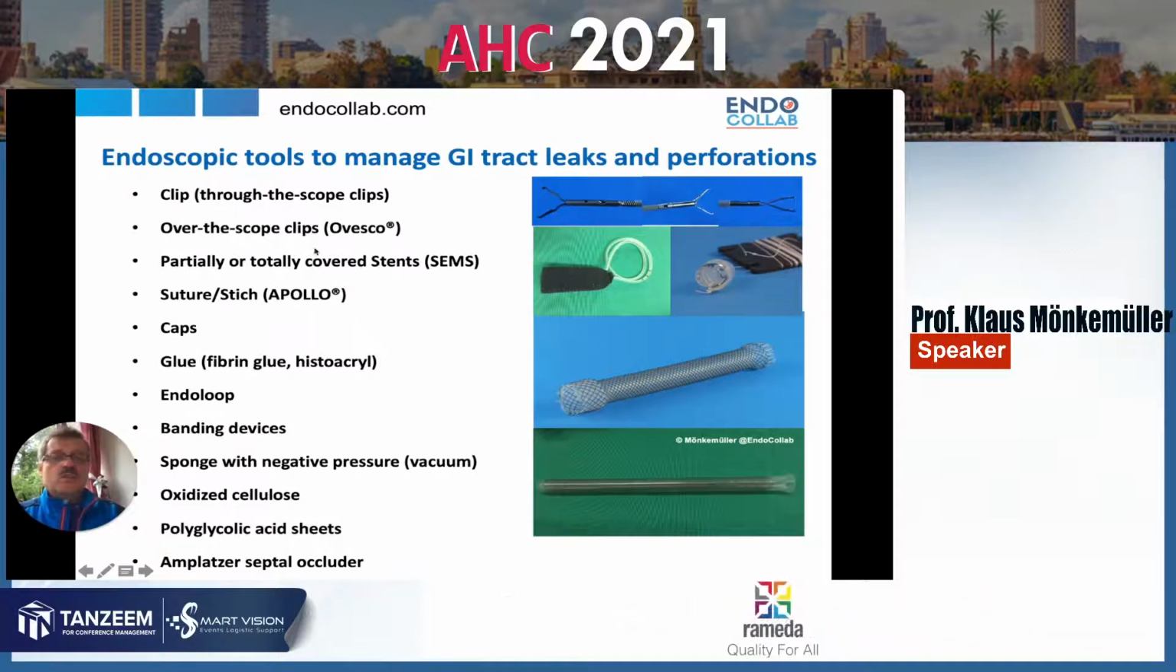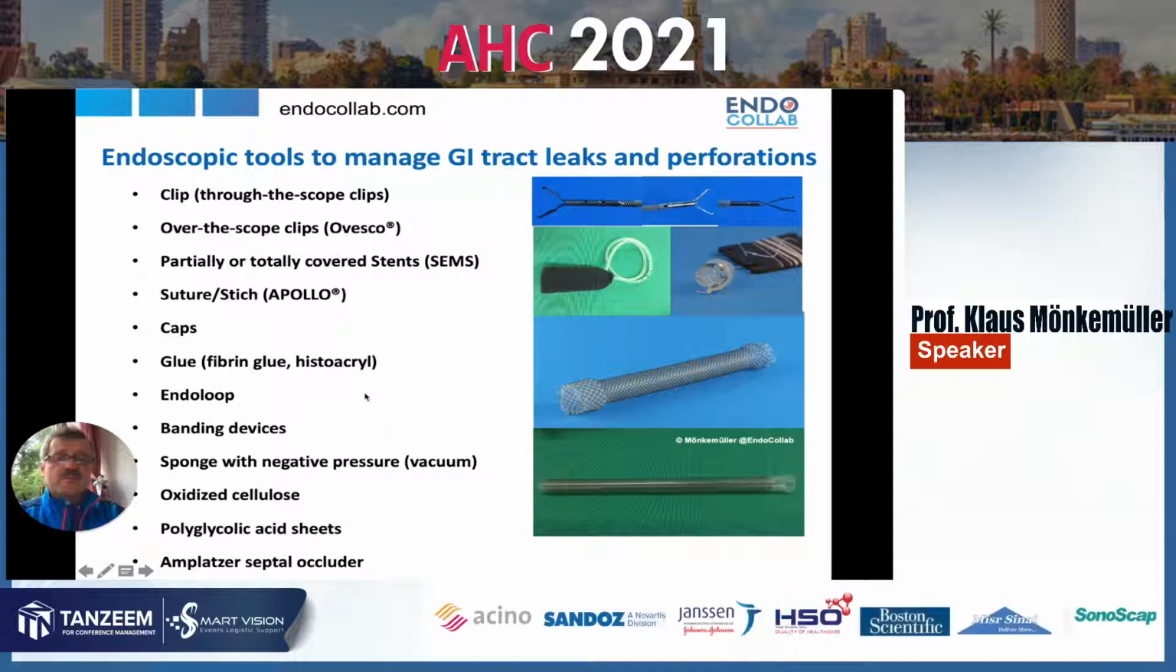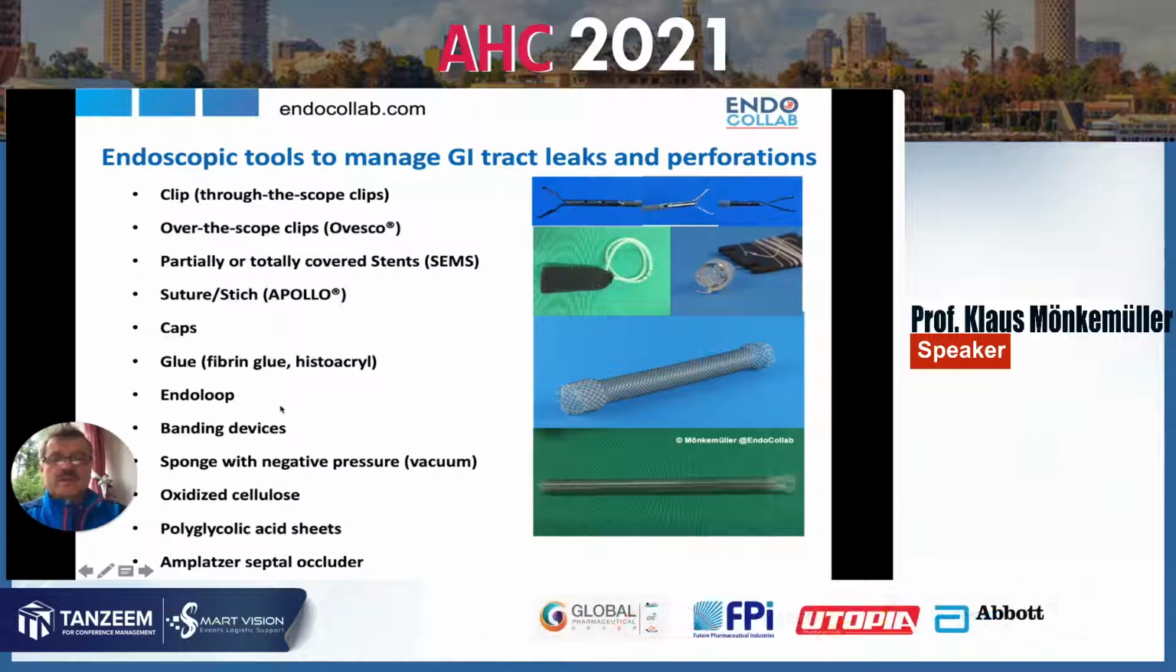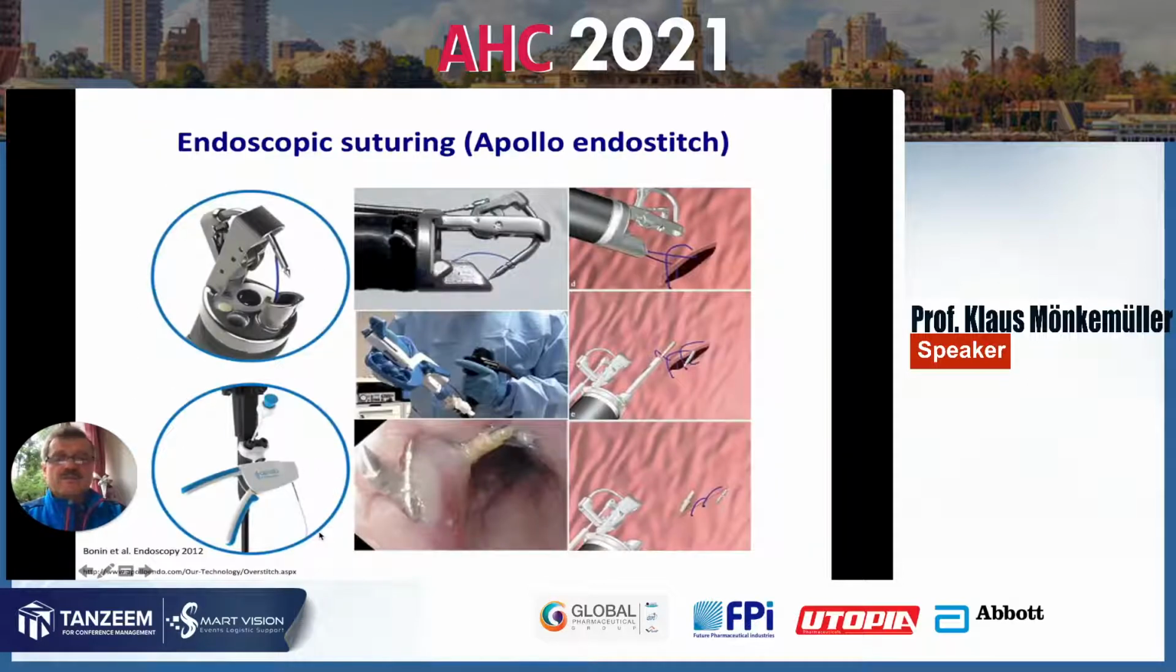We have through-the-scope clips, over-the-scope clips such as Ovesco and Padlock. We have stents of different sizes and shapes, specifically designed to manage these types of fistulas in gastric bypass patients. There is the endosuturing device from Apollo. Always keep some glue, such as fibrin glue or Histoacryl, in your endoscopy unit when you are dealing with these types of complications. As you can see, there is a large variety of devices.